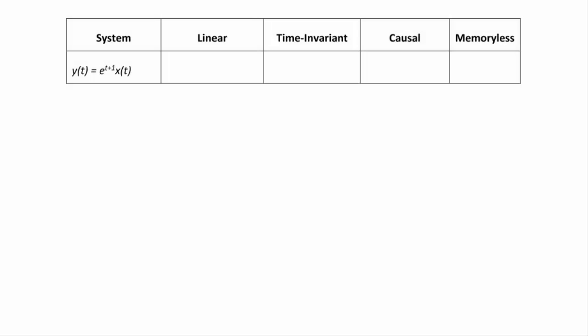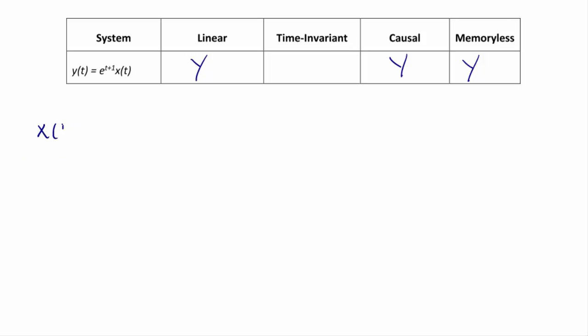Okay, here's the final example of today's lecture. Once again, since we just have a constant multiplying x of t, this is going to be a linear system. Now, for y of t, the output at time t depends upon the input at time t. So we do have a causal system and we do have a memoryless system. But now let's check time invariant.